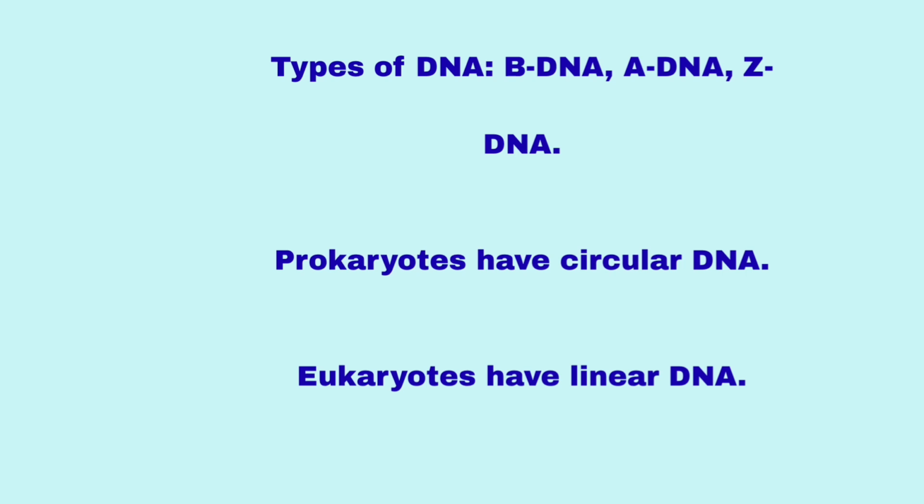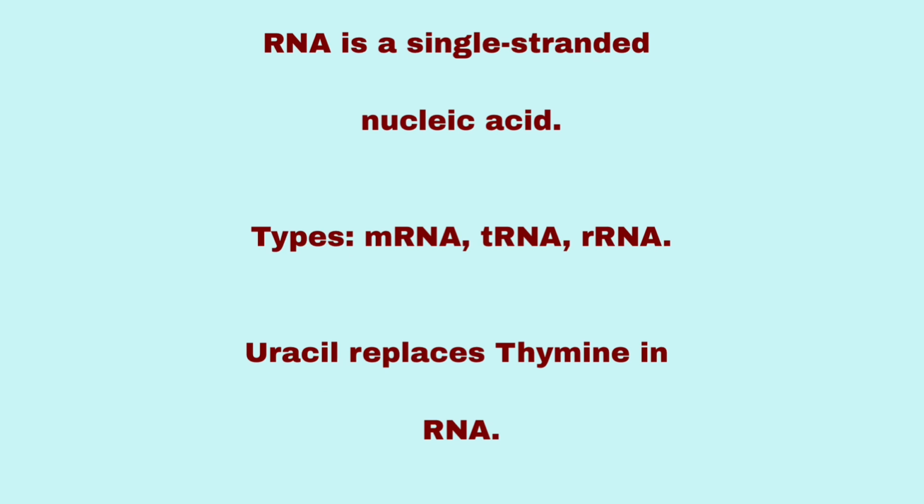Now the ribonucleic acid, RNA. It's single-stranded. Sugar is ribose. Bases are A, U, G, or C. Types of RNAs. mRNA carries information from DNA to the ribosome. tRNA brings amino acids to the ribosome. rRNA is part of the ribosome.